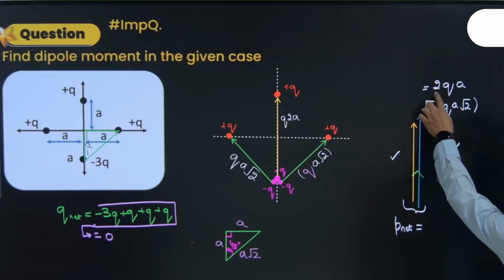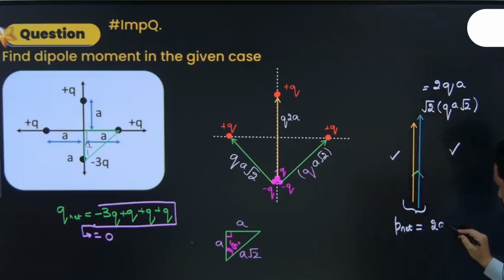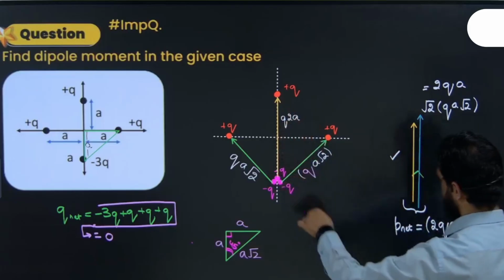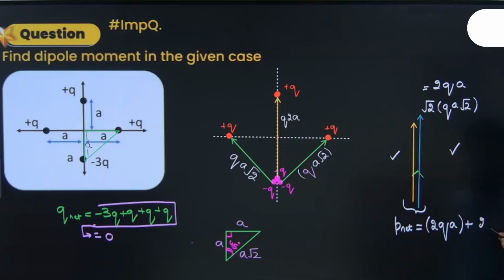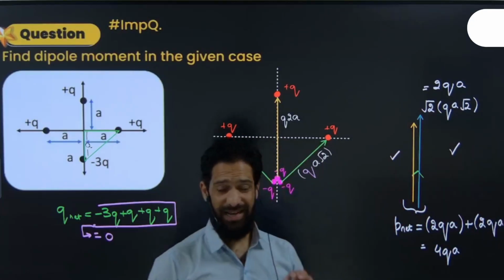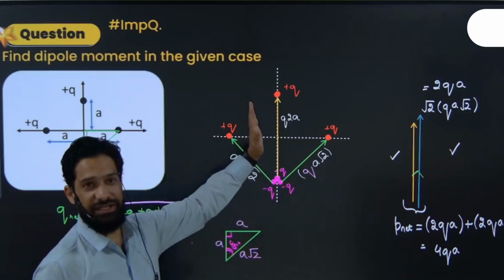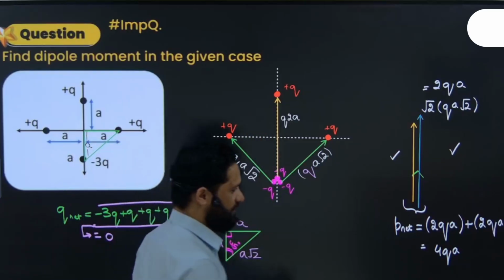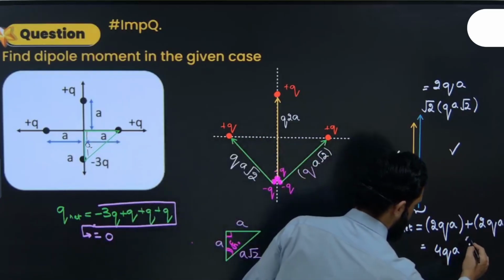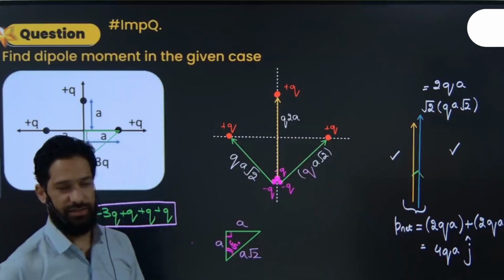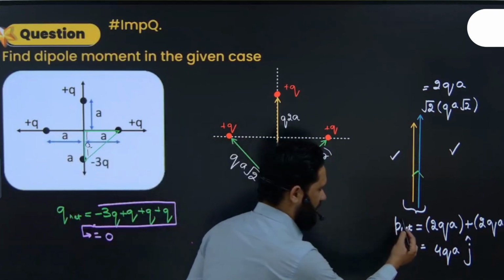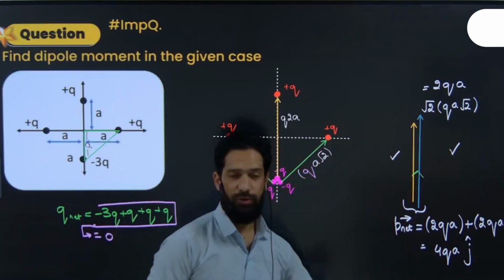Net is given as, you can say this one was 2 into qa already in the y-axis, plus this yellow color vector which is again 2 into qa, right? So the sum is actually 4 times qa. So this is the net dipole moment. And can you guess the direction? Direction is the y-axis itself. So we write j cap.